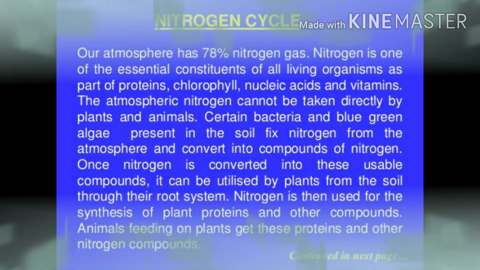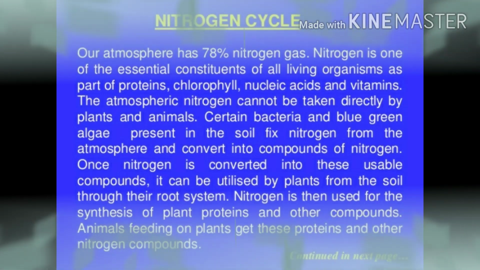Our atmosphere has 78% of nitrogen gas. Nitrogen is one of the essential constituents of all living organisms as part of proteins, chlorophyll, nucleic acids and vitamins. The atmospheric nitrogen cannot be taken directly by plants and animals.